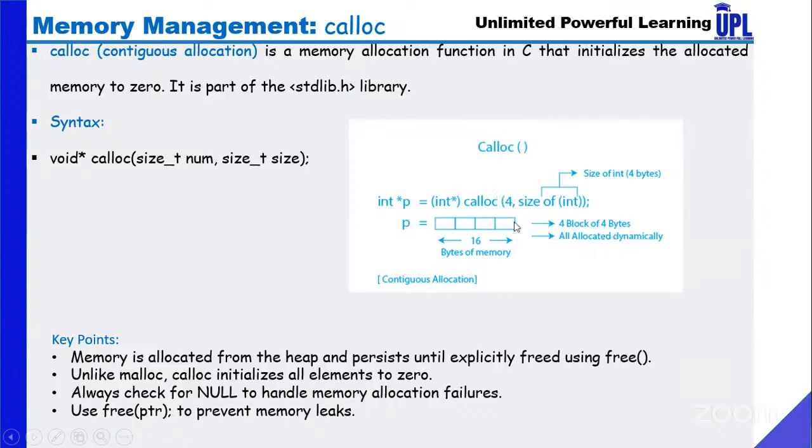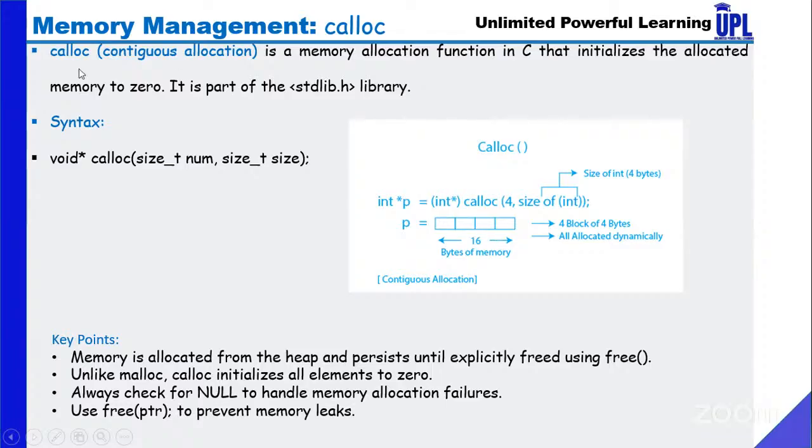So this is the difference between malloc and calloc. Both will allocate the memory, but calloc will be initialized contiguous allocation in terms of blocks: block 1, block 2, block 3, block 4. 4 blocks of size of int is 4 bytes. If memory is available, it will be allocated.